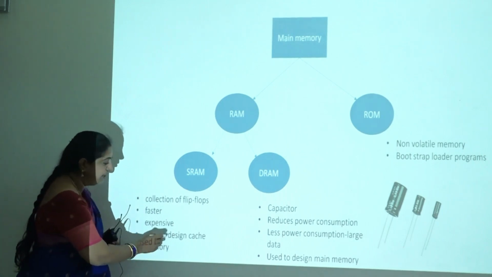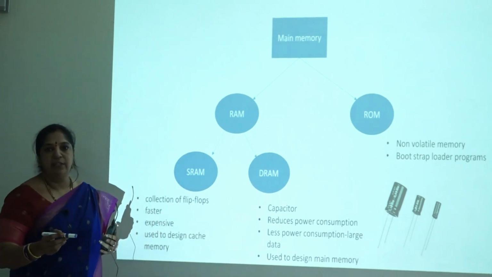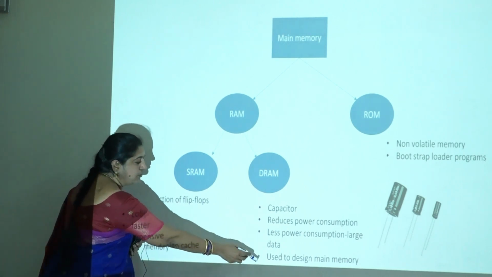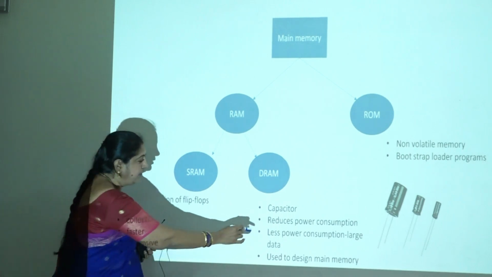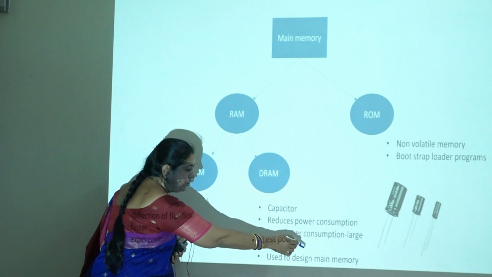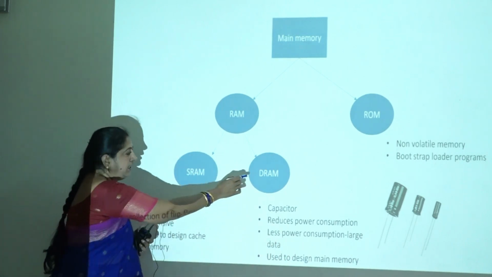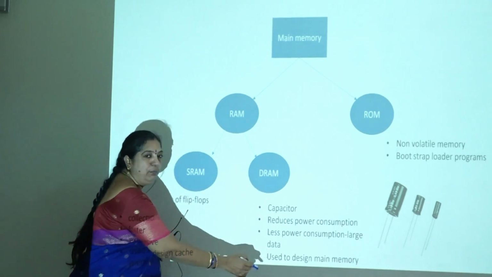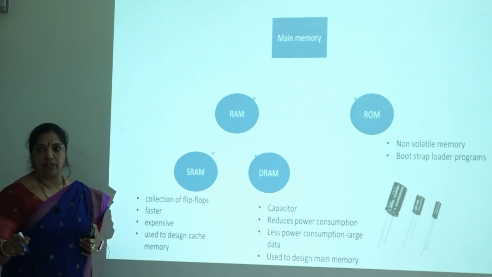if you are taking cache memory, it is small in size, and main memory is large in size. So by using flip-flops, if you start designing main memory, it is very difficult for us. That is why here we are using capacitors, which can reduce the power consumption and large data can be stored. We use dynamic RAM for the designing of main memory and static RAM for the designing of cache memory.